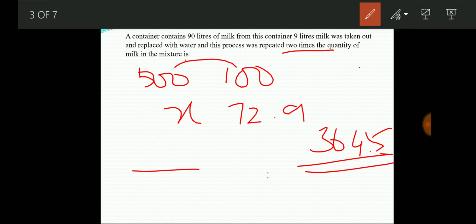364.5. That's what we'll get. A very simple question. Just that we'll have to be very fast. This is a very simple shortcut with which we could get to the answers. So try doing this, try practicing this, it can help you.